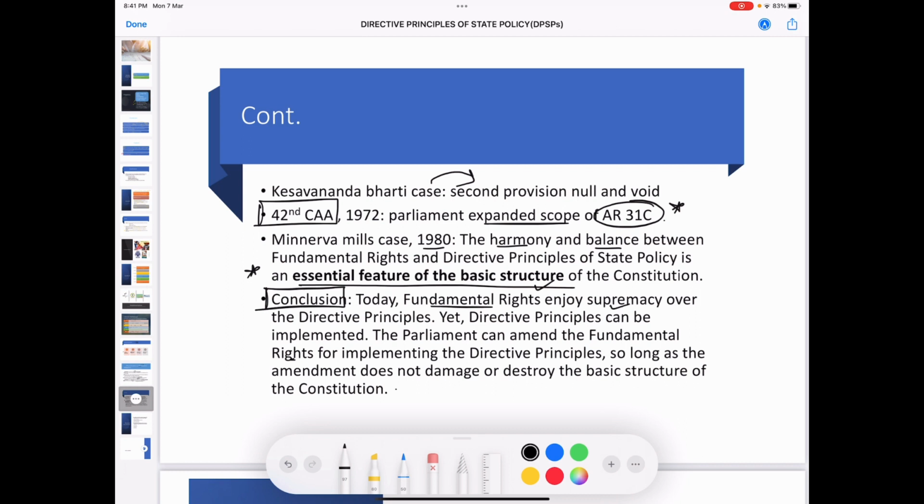Fundamental Rights enjoy supremacy over DPSPs, yet DPSPs can be implemented और Parliament Fundamental Rights में कुछ changes ला सकती है for implementing DPSPs, but condition सिर्फ एक है कि आप basic structure को damage या destroy नहीं करेंगे. So the correlation is that of harmony. ठीक है. And you can amend Fundamental Rights to implement DPSPs without damaging or destroying the basic structure of the constitution. So this is what you need to remember. ठीक है, ये बहुत important point है.